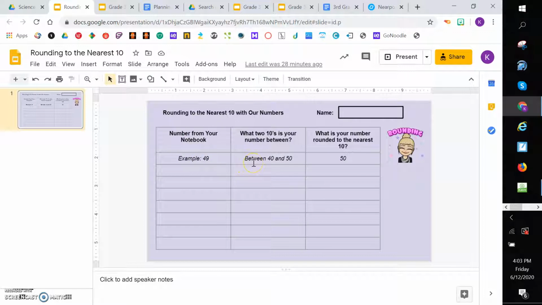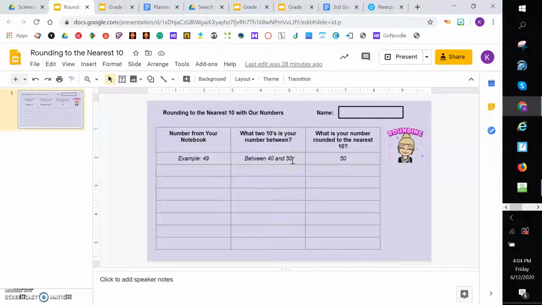Then I had to think, what are those two benchmark numbers that 49 is between? So I counted by 10s, 10, 20, 30, 40, okay, and this is 49, so I know 40 has to be the lower benchmark number, and then I kept counting to get that next group of 10, so 40, 50. So I know 49 is between 40 and 50, and then I'm thinking of that roller coaster diagram.